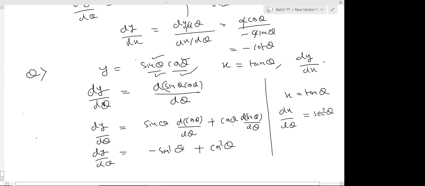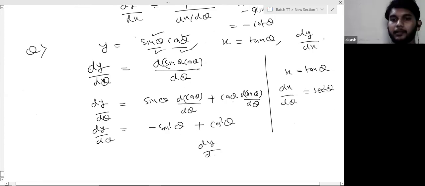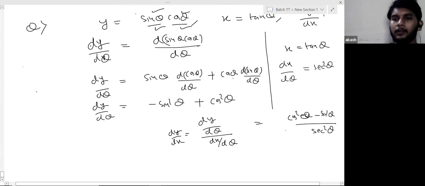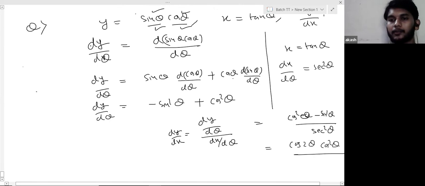Right. So dy by d theta upon dx by d theta will be equal to dy by dx, which is equal to cos square theta minus sin square theta upon sec square theta. What you can do here, you can simplify. This is the formula for cos 2 theta, and sec square theta you can write as 1 upon cos square theta. All right, I don't think you can simplify any further than this. All right, everyone. Yes.